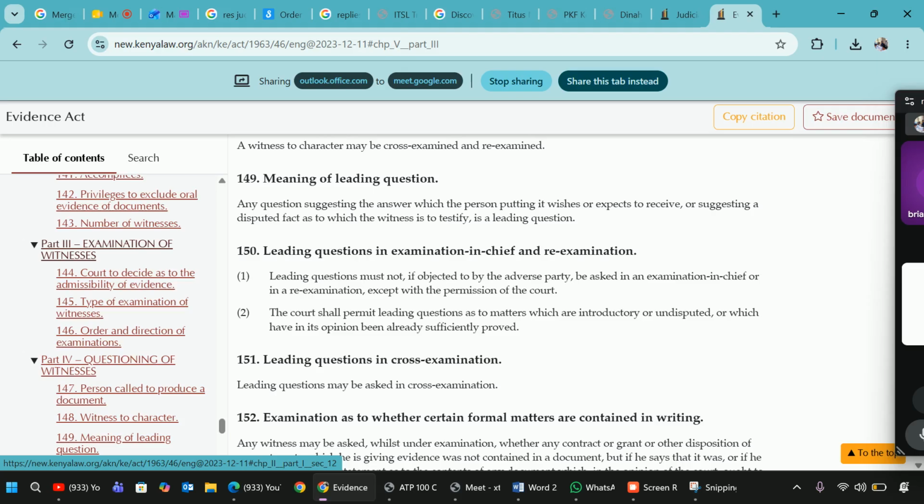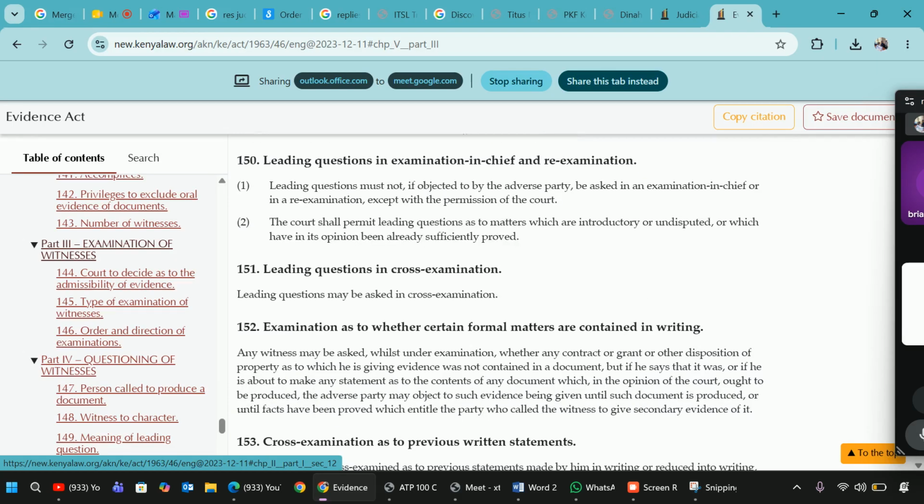So, leading questions in examination in chief and re-examination, we have seen various key takeaways. Leading questions must not, if objected to by the adverse party, be asked in an examination in chief or in a re-examination except with the permission of the court. So leading questions will require permission of the court in examination in chief and re-examination if the same is objected to by the adverse party. And the court shall permit leading questions. These are the exceptions that form grounds where leading questions can be allowed if they are introductory or undisputed.